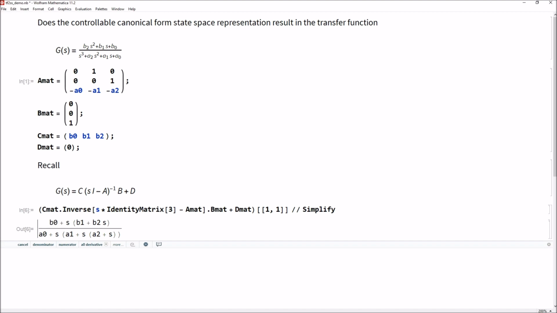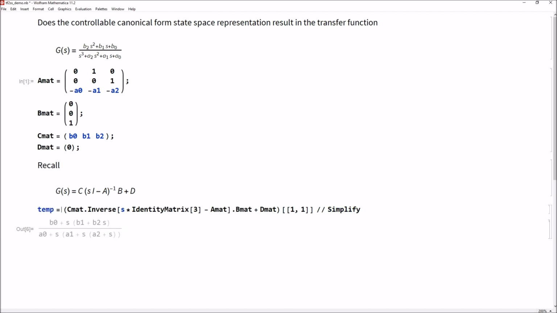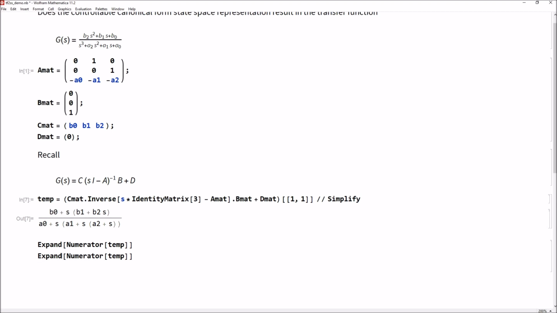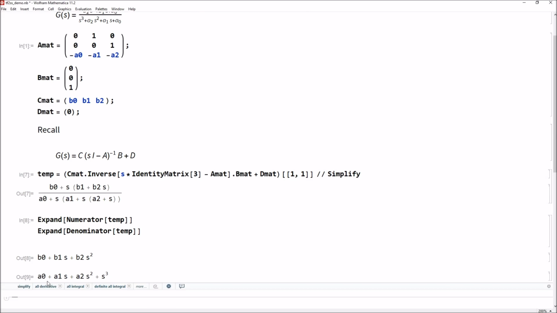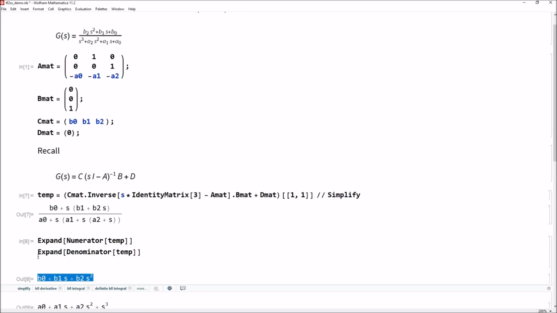That doesn't quite look the way we want it to, so I'm going to assign this to a temporary variable, and let's go ahead and take the numerator of that thing, and maybe let's expand it, okay? And let's do the same thing for the denominator. Okay, we'll expand that, and then wow, look at that. That looks exactly correct, right? So here's the numerator, and that matches.